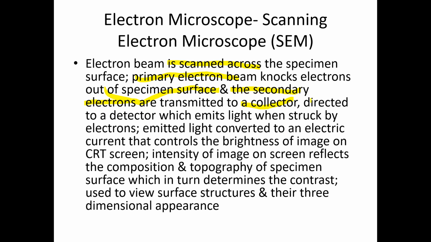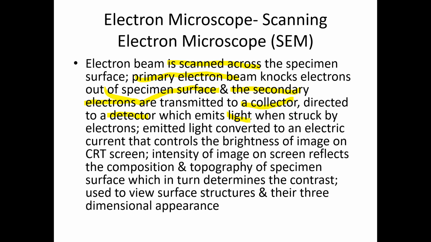So here what is happening? First of all, the hot tungsten filament produces a beam of primary electrons. These primary electrons will go and hit the specimen surface and produce a beam of electrons called secondary electrons, which is produced from the specimen surface. Now these secondary electrons are transmitted to a collector. From the collector, it is directed to a detector which emits light when struck by electrons.